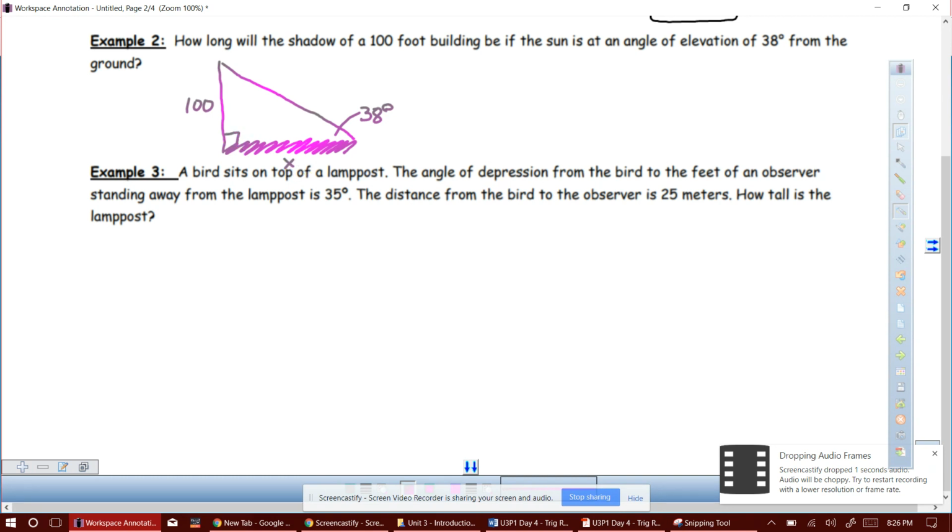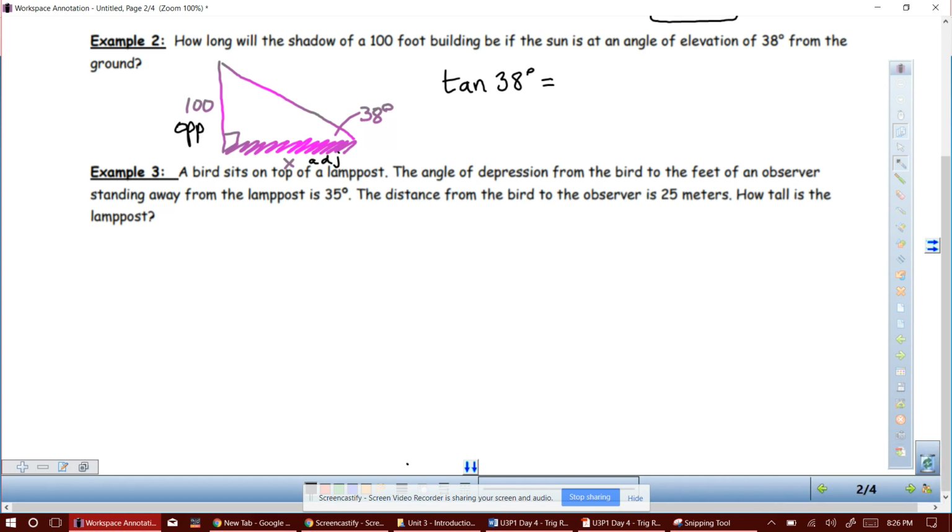The building and the shadow will always make a right angle. So as I come in here and do some labeling, I will label this as my opposite, and this will be my adjacent. So this will become a tangent problem. So tangent of the angle, 38 degrees, is equal to the opposite, which would be 100, divided by the adjacent, which will be x.